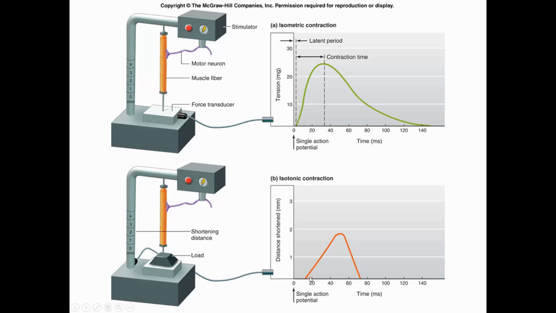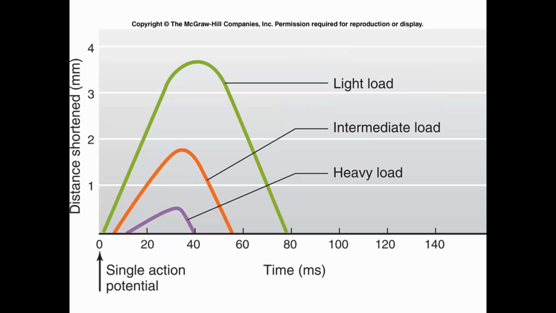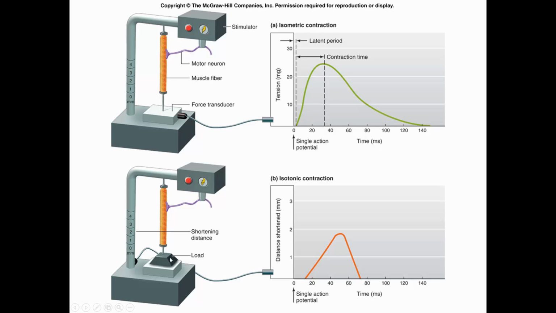So notice the latent period is a lot longer than the latent period up here. And why is that? Well, because initially you have to contract and generate enough tension to lift the load. So that takes some time. So in this latent period, is an isometric contraction happening that we can't measure yet.